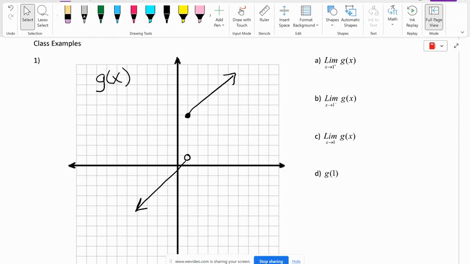Okay, put a star. Just take a guess and see what you think. Wait, I just want to make sure I'm doing it right. Do you count from where the point is, or do you count from 0? No, it's always 0. You always count from 0. So this is 1 and this is 1, right? This is the point 1, 1.